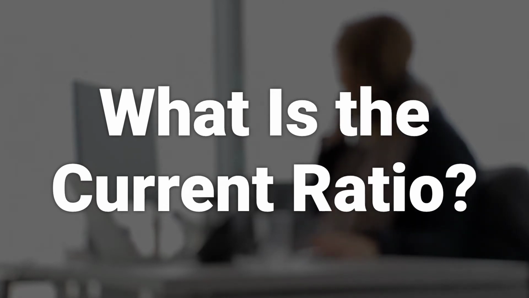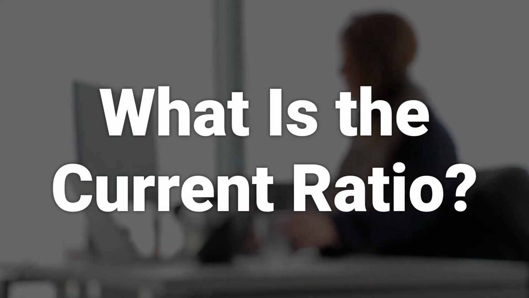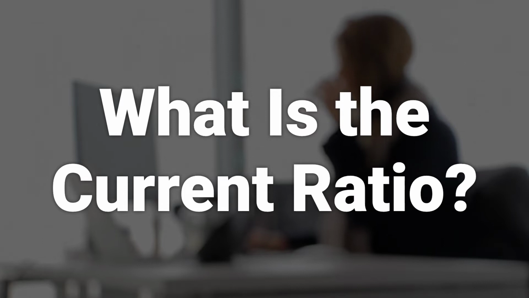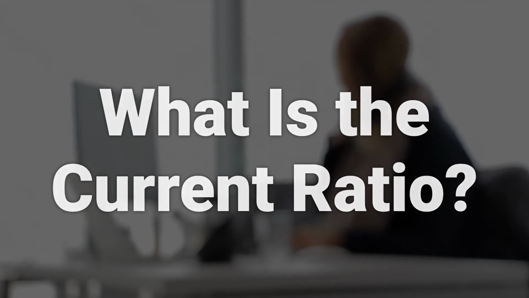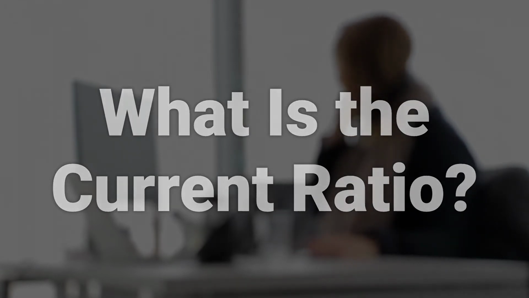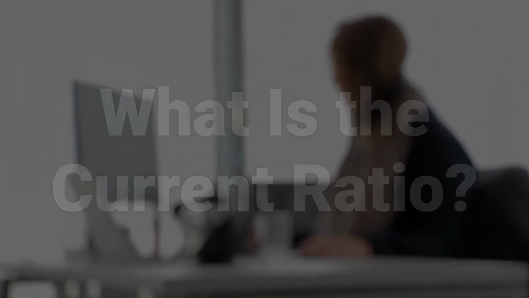A current ratio that is in line with the industry average or slightly higher is generally considered acceptable. A current ratio that is lower than the industry average may indicate a higher risk of distress or default. Similarly, if a company has a very high current ratio compared with its peer group, it indicates that management may not be using its assets efficiently.